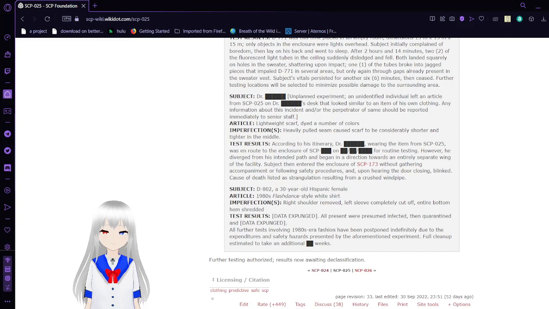Test results: according to his itinerary, Doctor Blank, wearing the item from SCP-25, was en route to the enclosure of SCP blank for routine testing. However, he diverged from his intended path and began walking towards an entirely separate wing of the facility. He then entered the enclosure of SCP-173 without gathering accompaniment or following safety procedures. Upon hearing the door closing, he blinked. Cause of death: crushed windpipe.